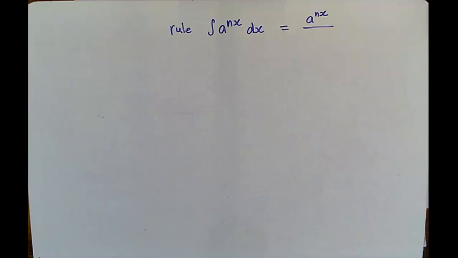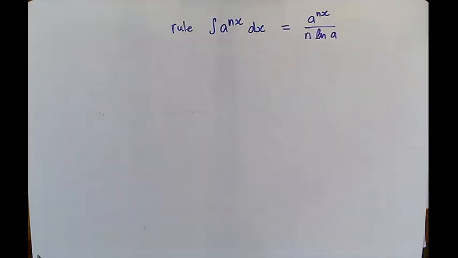Right, in this question, we're looking at the rule: the integral of a, that is base a, to the exponent nx dx equals... so the rule is a^(nx). So if you have a number, for example a to the nx, then all you do is copy all of it and write it in the numerator.